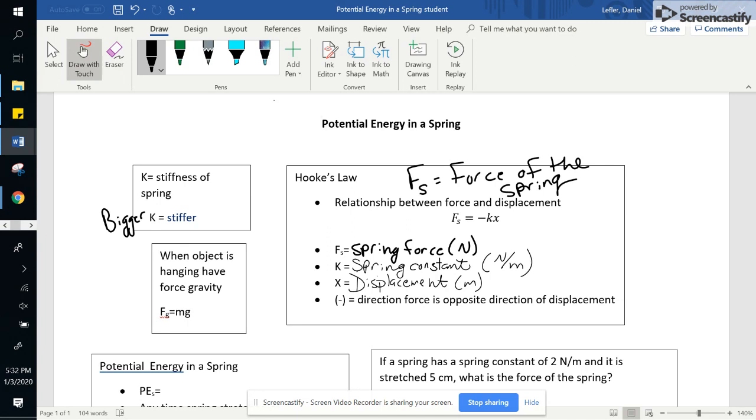So when you apply a force inward to compress it, the force is going to push back out to try and get it back to equilibrium. Same with if you pull it to stretch it out, then it's going to want to snap back and pull backwards, opposite of you, to go back to that original position. So it's negative.